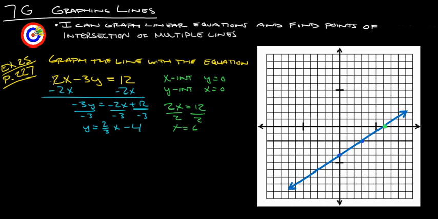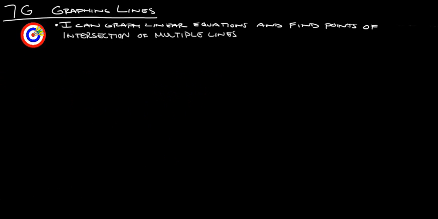And if you're looking for your y-intercept, x equals 0. So 2 times 0 turns into 0, and then you just have negative 3y equals 12, divided by negative 3, and you get y equals negative 4. So there's your y-intercept, and then you can graph the line that way as well. All right?